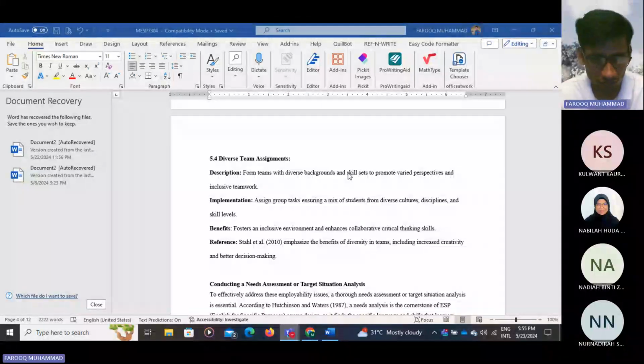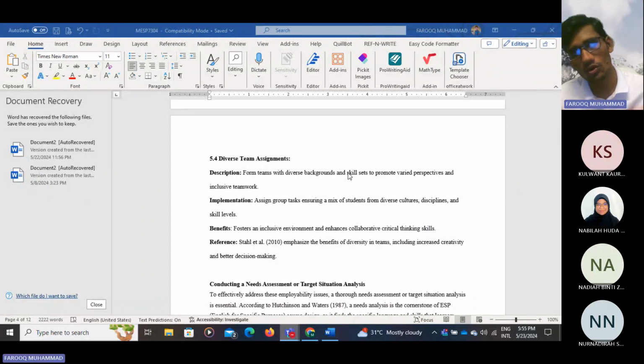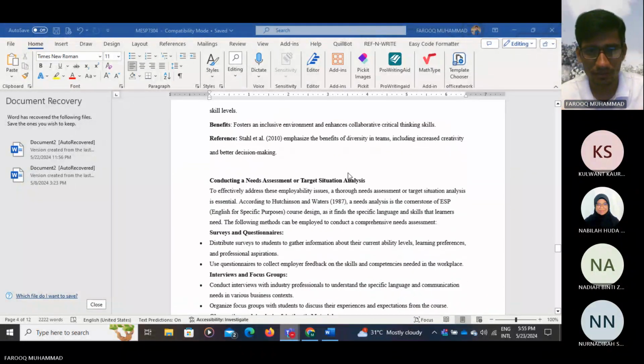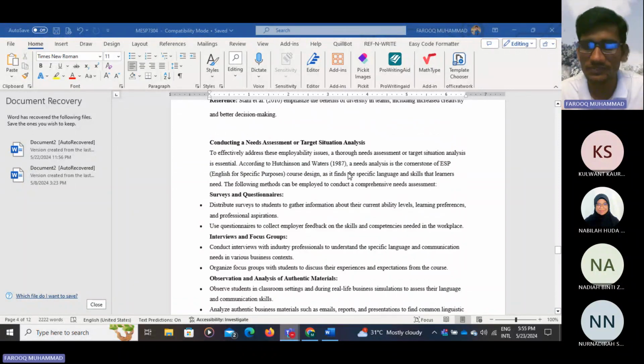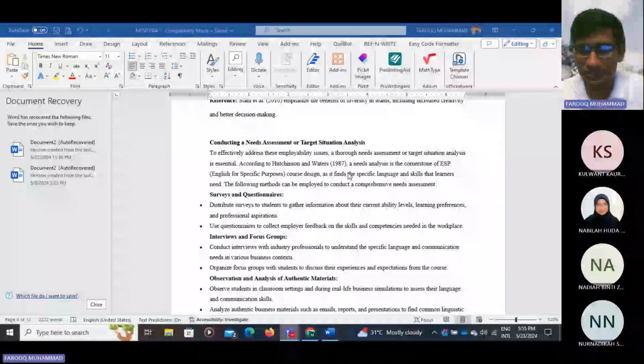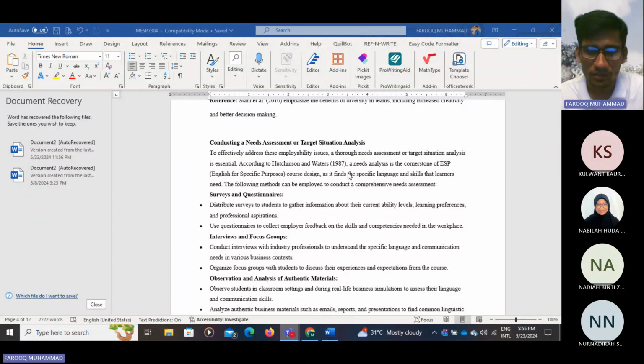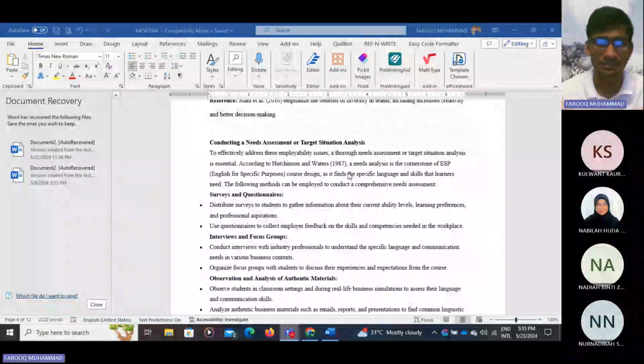Then we will go for how we conduct our needs assessment and target situation analysis for all the employability skills, to effectively address the employability issues. A thorough needs assessment and target situation analysis is essential. According to Hutchinson and Waters, 1987, needs analysis is the cornerstone of ESP course design, as it finds the specific language and skills that learners need. So how can we assess and target the situation analysis?